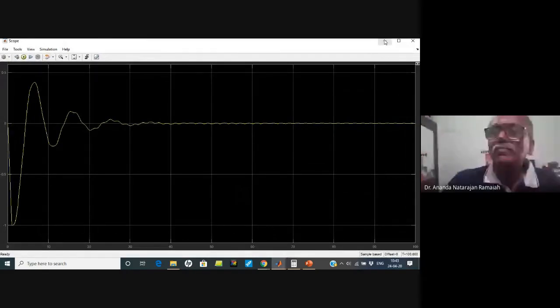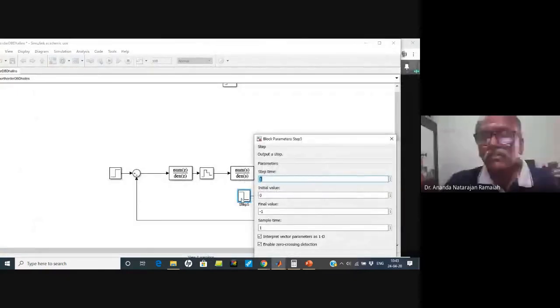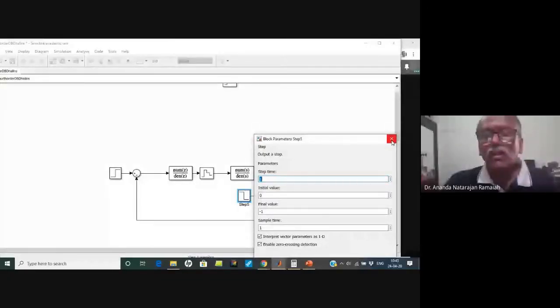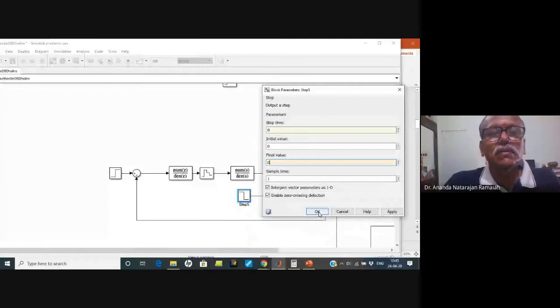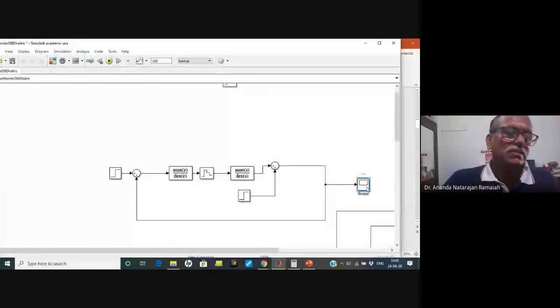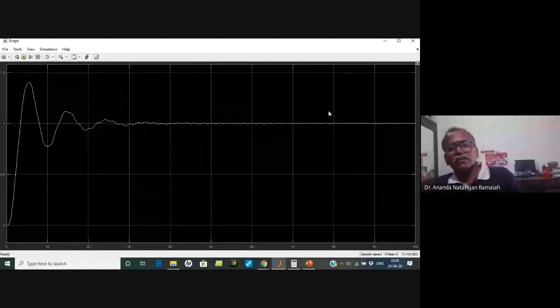Now you can see where the disturbance is given: initial value is 0, then final value is -1. Okay. Step time is 1. Now you check. Yes, servo response. Here also there is large overshoot and a large number of oscillations that you can see.